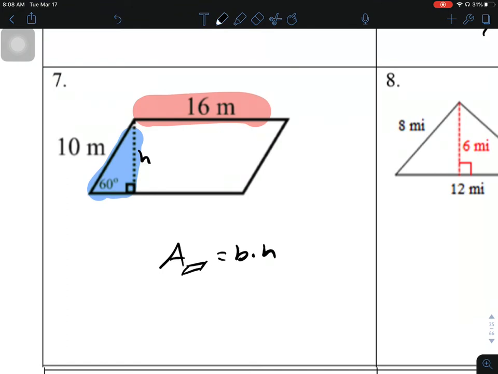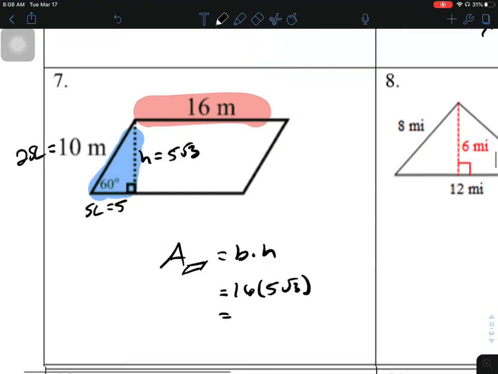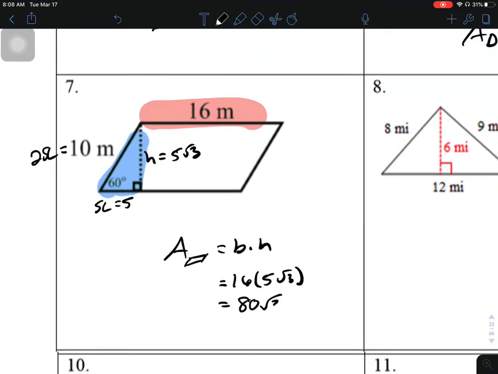The hypotenuse is the short leg times 2. I almost wrote that wrong. Which makes the short leg 5, which makes the long leg 5 square roots of 3. So the base is 16, the height is 5 square roots of 3, 16 times 5 is 80. Let's just leave it as an exact answer. And the units we had here was meters, so the area is going to be square meters.